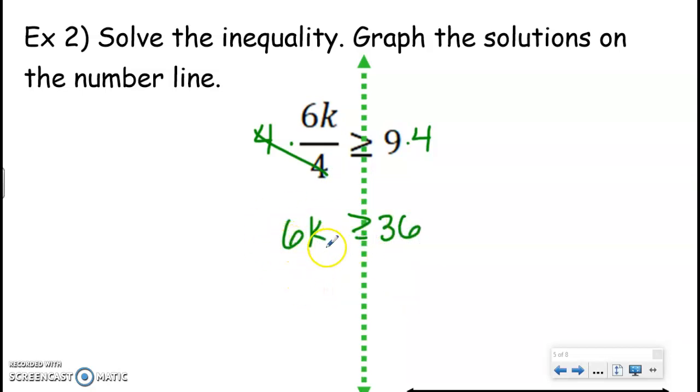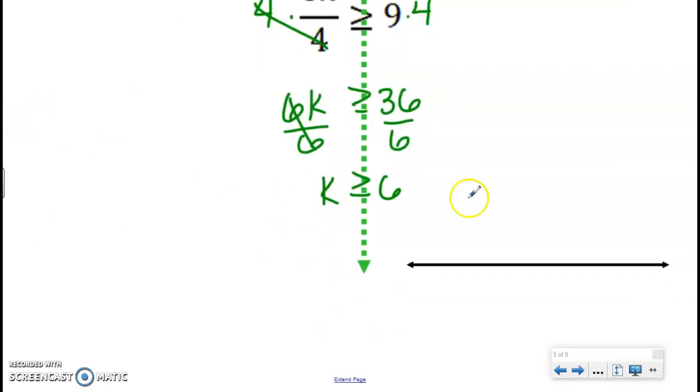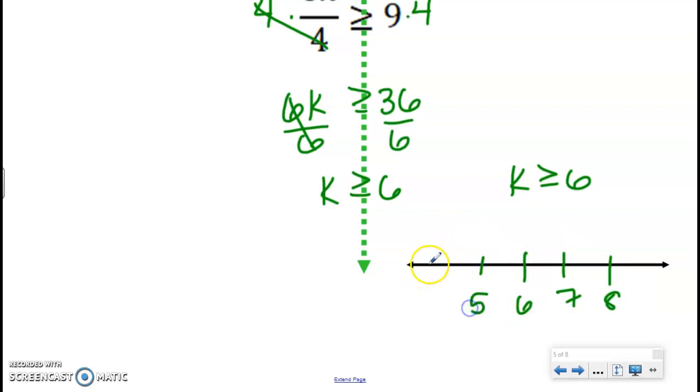And now I have one more step. 6 and k are right next to each other, so I need to divide by 6 on both sides to get k is greater than or equal to 6. Again, I didn't flip my sign because that 6 that I divided by was positive and not negative. Okay, remember positive numbers get bigger as you go to the right and smaller as you go to the left. Because this one's equal to, we're going to fill in our point there to show that we're using 6. 6 is a possibility. And that arrow tells me I need to shade to the right to show the bigger numbers.